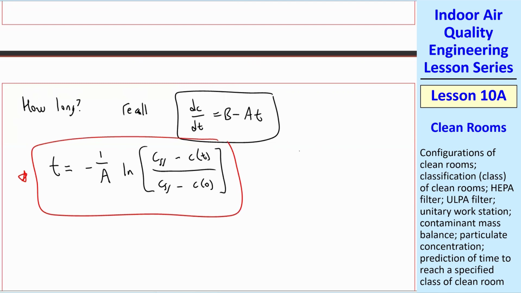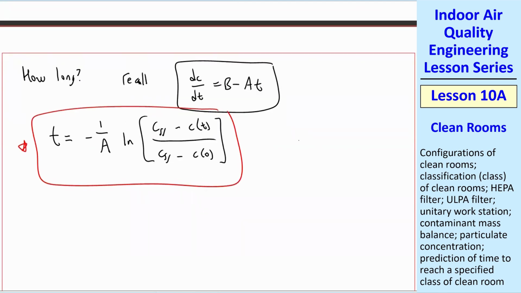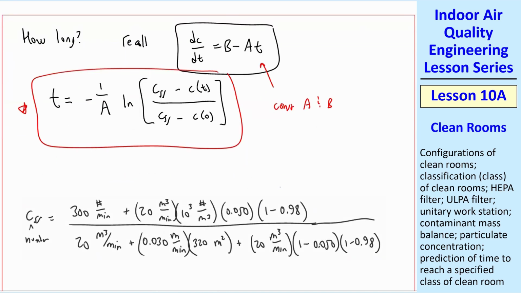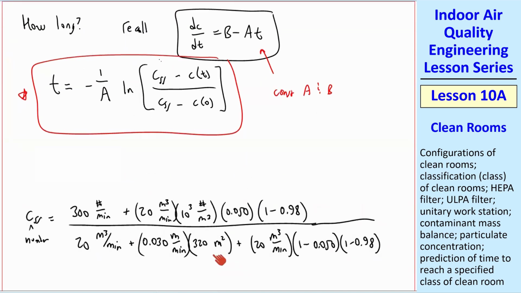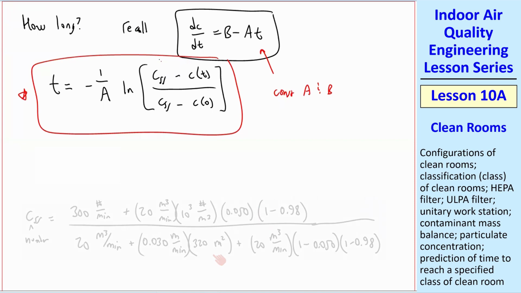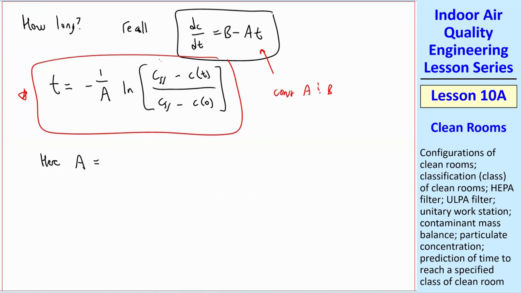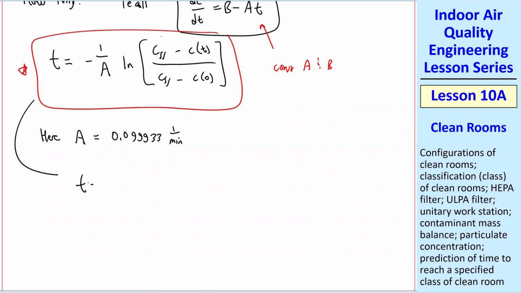This is valid for any ventilation system or flux chamber as long as you have constant A and B coefficients, which we do in this case because nothing's fluctuating. C is the only thing changing. It turns out, you plug in this denominator and divide by the volume of the room, that's your A. That A turns out to be 0.099933, 1 over minute.